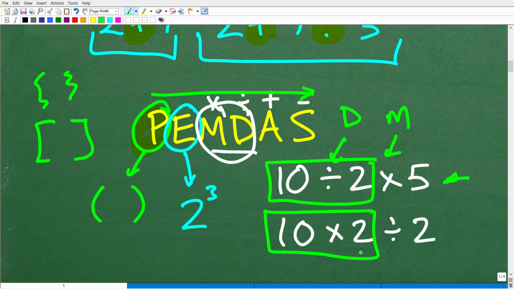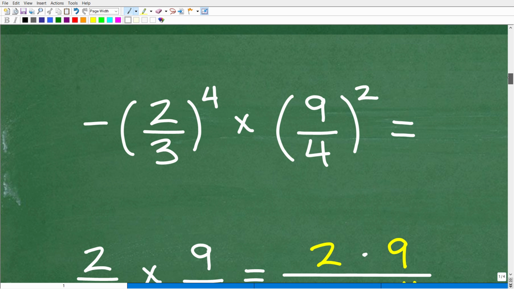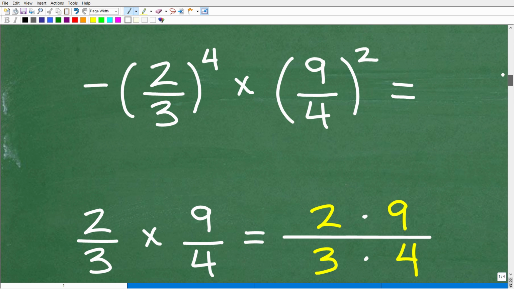So this is a very confused part of the order of operations, M and D. And A and S, the addition and subtraction, works the same way. You're going to do whatever you see first from left to right. All right, so a quick review of PEMDAS and order of operations. Now let's go ahead and just look at some other aspects of this problem.